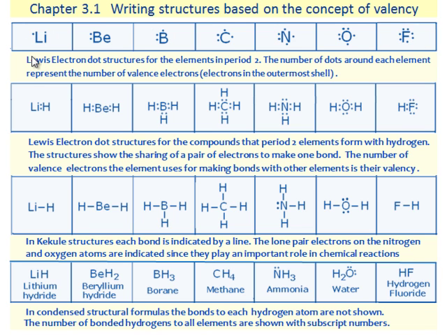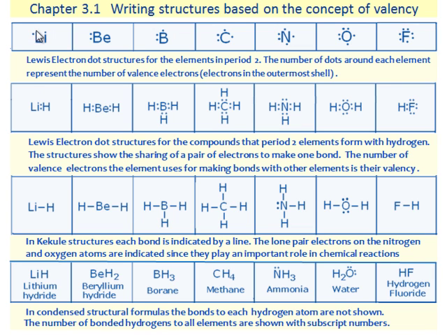Lewis electron dot structures of period 2 elements are given here. The number of dots around each element represents the number of valence electrons, that is, electrons in the outermost shell. Here are Lewis electron dot structures for the compounds that period 2 elements form with hydrogen. The structures show sharing a pair of electrons to make one bond.